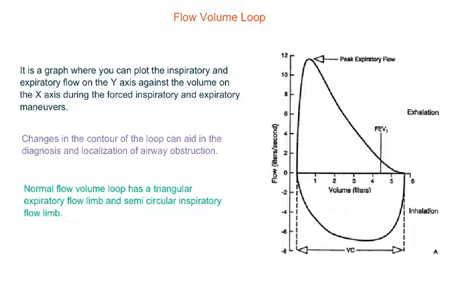By definition, flow volume loop is a graph where you can plot the inspiratory and expiratory flow on the y-axis against the lung volume on the x-axis during the forced inspiratory and expiratory maneuvers. The significance of this loop is that the changes that occur in its shape during spirometry can help in the diagnosis and localization of airway obstruction. A normal flow volume loop has a triangular expiratory flow limb and a semicircular inspiratory flow limb.